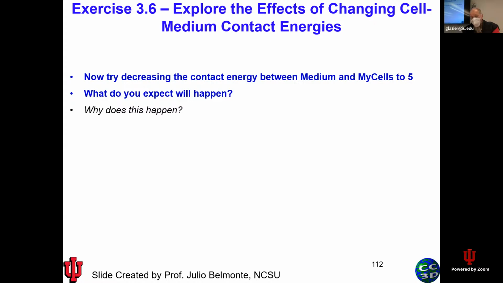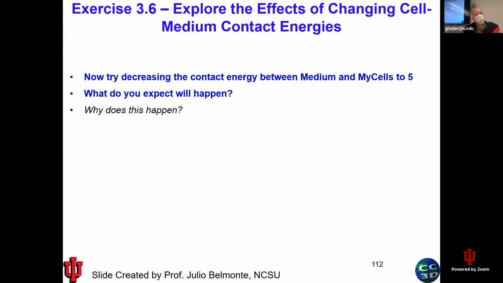Jonathan? You're making medium my cell contact cheaper. Are you going to increase the amount of it or decrease it? I would imagine you'd increase since it's not as adverse to it. Exactly. So you would expect that the cell medium contact energy will increase, and you could do that in a couple of ways, right? You could make the cell boundaries with medium wrinklier, or you could have the cells separate and disperse into the medium. Both of those will increase the amount of cell medium contact energy.